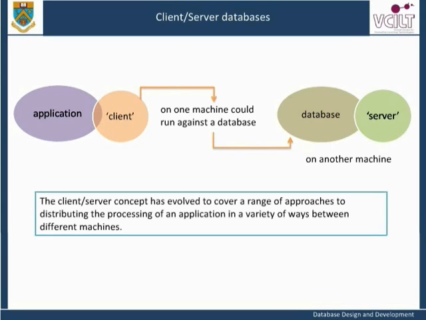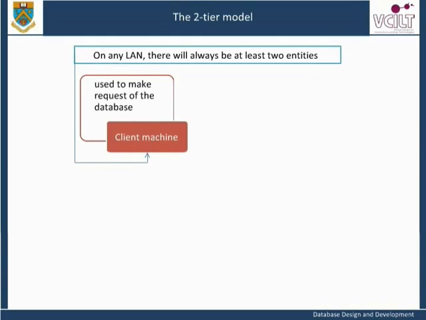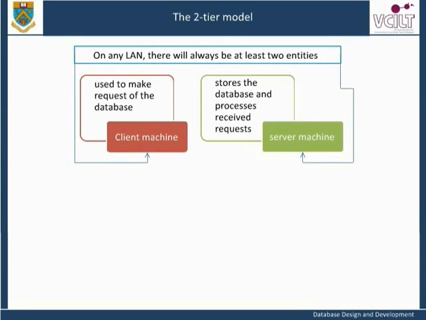Today, the client or server concept has evolved to cover a range of approaches to distributing the processing of an application in a variety of ways between different machines. On any LAN, there will always be at least two entities: the client machine, which is used to make requests of the database, and the server machine, which stores the database and processes received requests. In general, the client or server architecture involves multiple computers connected in a network.